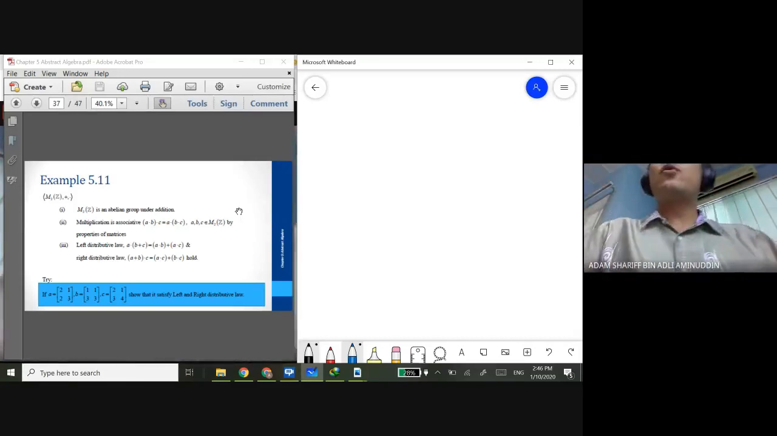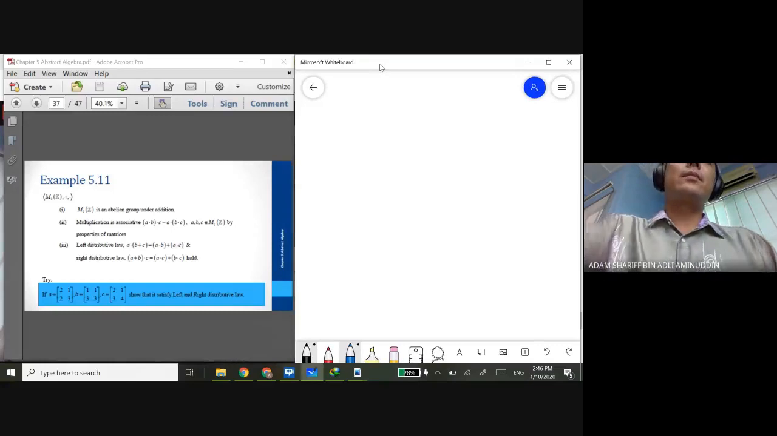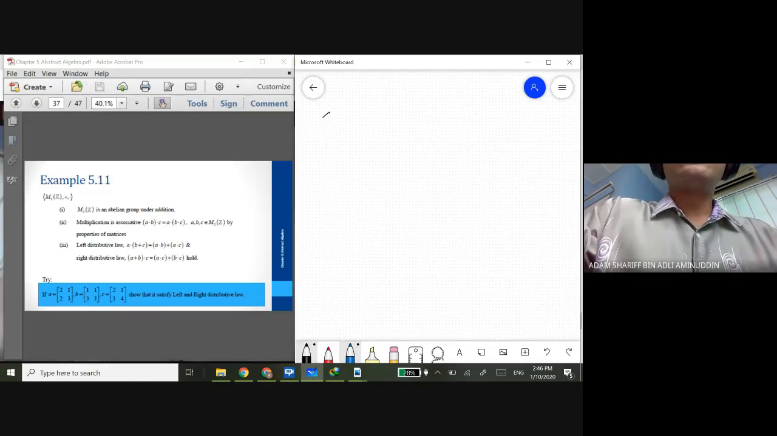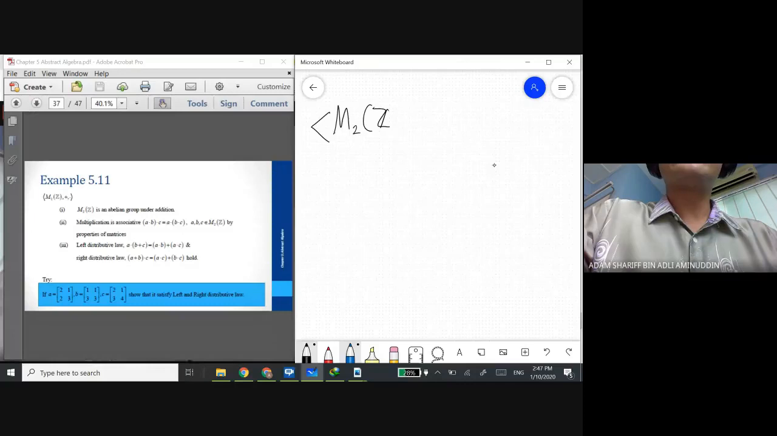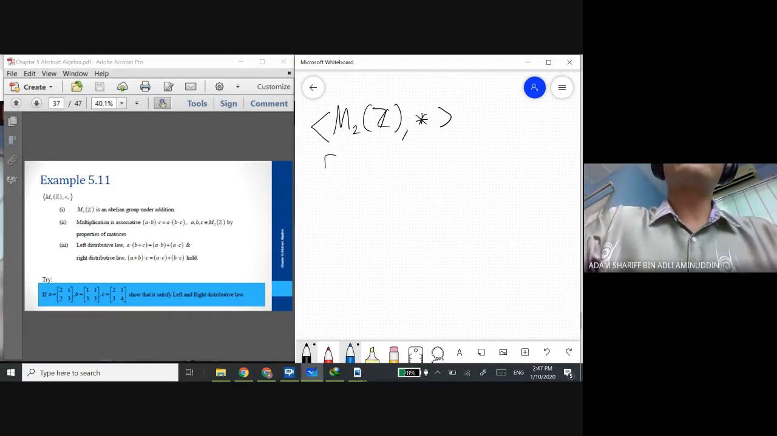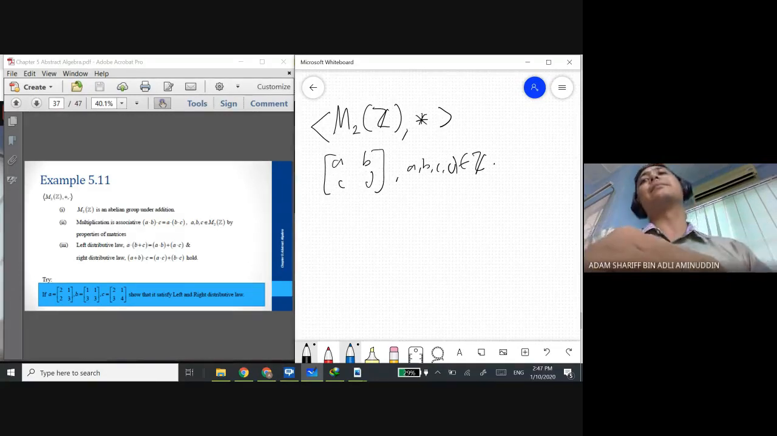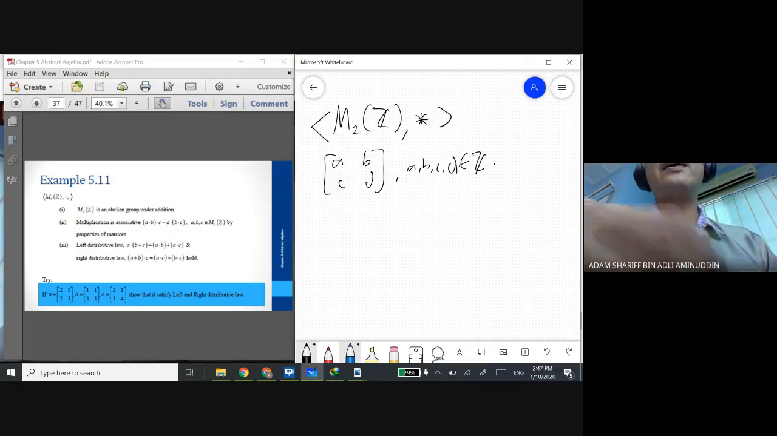All right, 2 by 2 matrix. If you see this M2Z, regardless of the binary operation, it means 2 by 2 matrix A, B, C, D. This A, B, C, D is an integer. That is the meaning of that. M2 means 2 times 2 matrix with integers as the input.